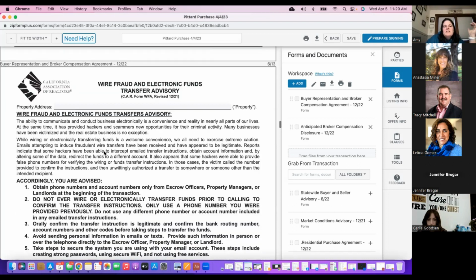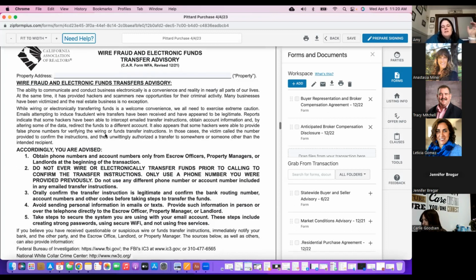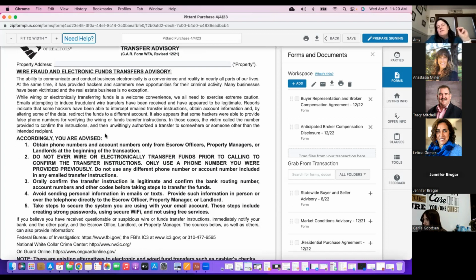Okay, the next one is the wire fraud and electronic funds transfer advisory. I always let my buyers know, please don't transfer any funds without first verifying with the person you're supposed to be sending the funds to that the instructions are accurate and correct. Most of the time when you open escrow on a property, that title company is going to send the wire instructions directly to your buyer, and they should confirm it as well with that title company before sending the funds.